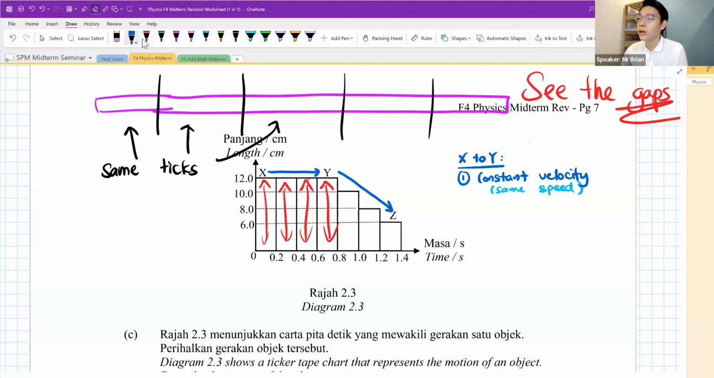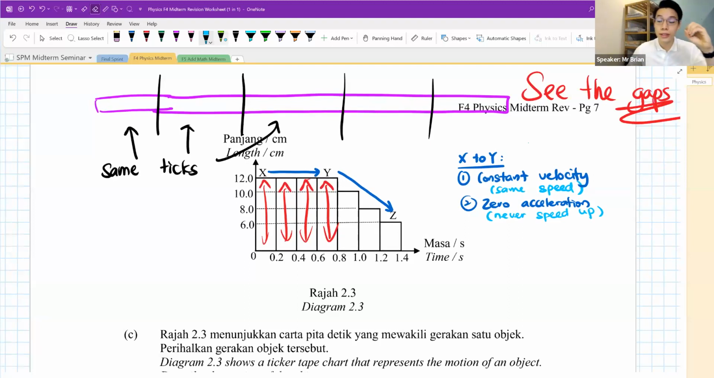Or you can also say zero acceleration. They accept that too, meaning never speed up. Zero speeding up. Acceleration means got speed up or not. Then from Y to Z.